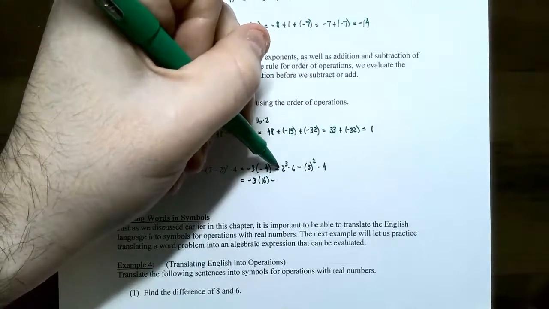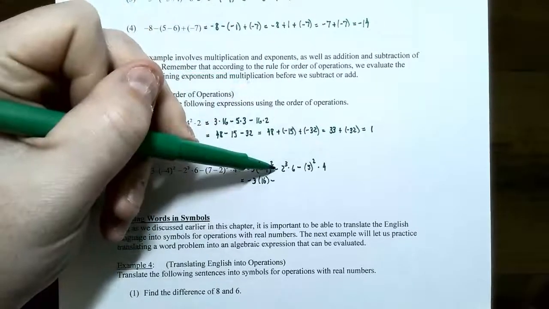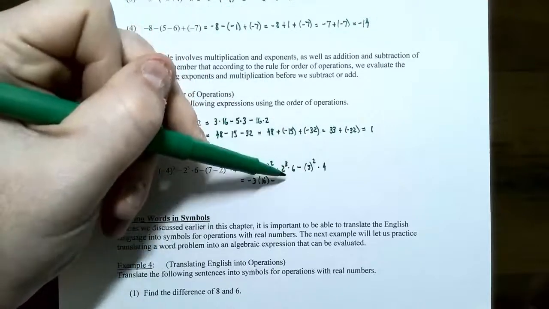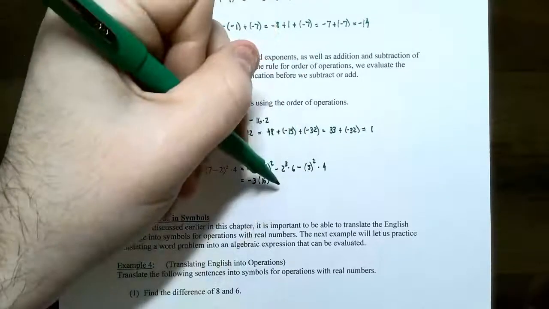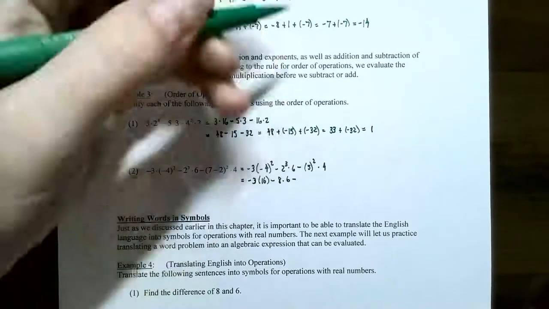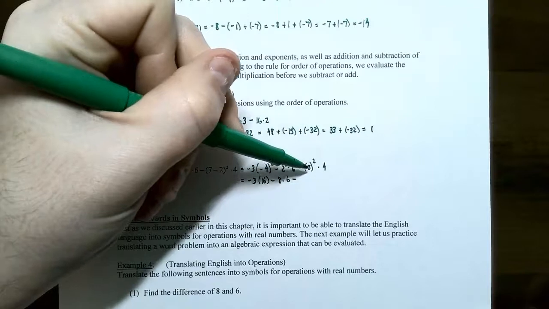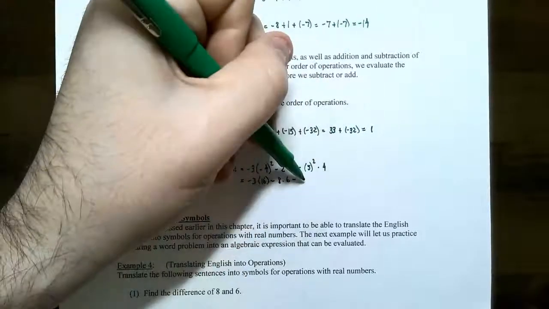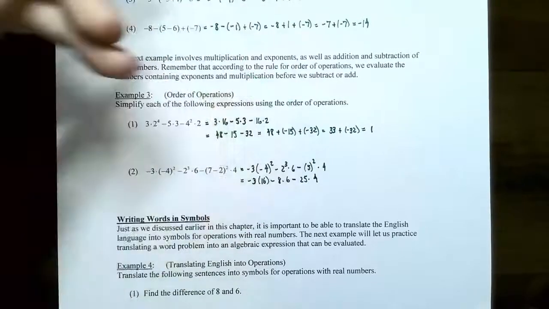Now that negative is not with the 2. It's saying subtract whatever you get when you do 2 cubed. So 2 cubed is 2 times 2 times 2, which is 8. So we're going to be subtracting 8 times 6. Then, same thing again, this negative is outside the parentheses, so it's really just saying 5 squared. 5 squared is 5 times 5, or 25. And then times 4 at the end.